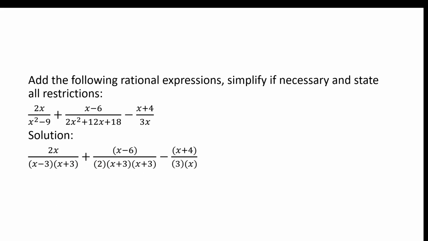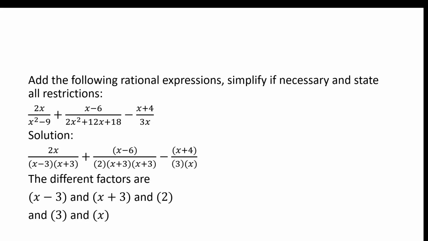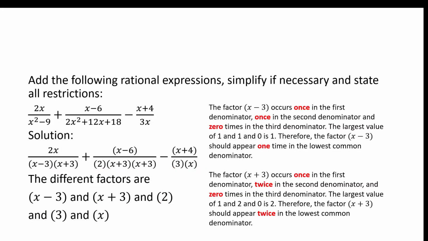When I look at those denominators, I see we've got a factor of x minus 3 here. So I'm going to consider that one type of factor. I have a factor of x plus 3 here, and here, and here. Just for the time being, I'm just going to think of it as just the factor x plus 3. I've got the factor 2 right there. I've got the factor 3 right there, and I've got the factor x right there. So in essence, I have 5 different types of factors: x minus 3's, x plus 3's, 2's, 3's, and x's.